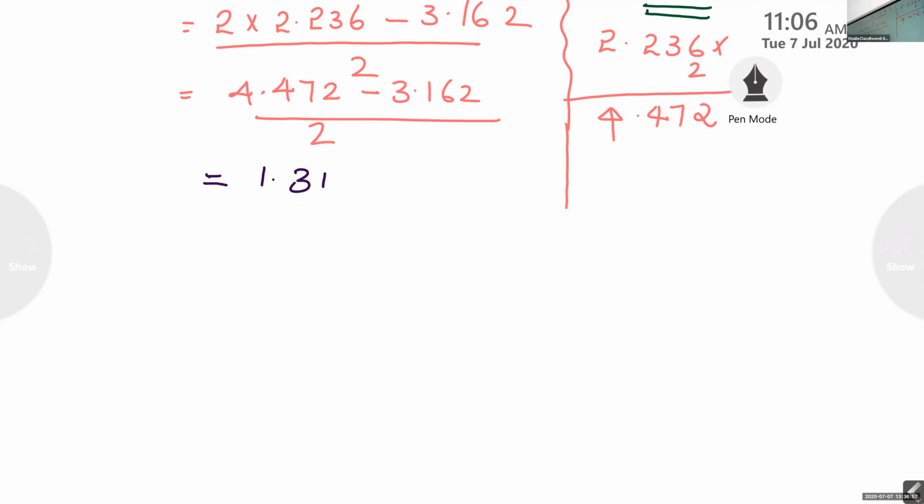1.310 by 2 is 0.655. Lolita, are you getting the answer properly like this? Lolita? Lolita, can you hear me? Lolita is not there.